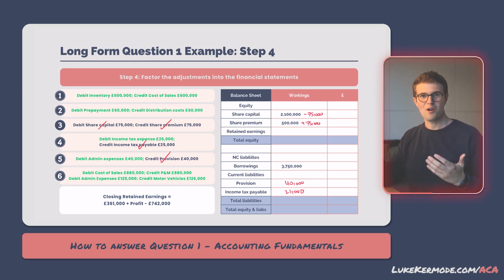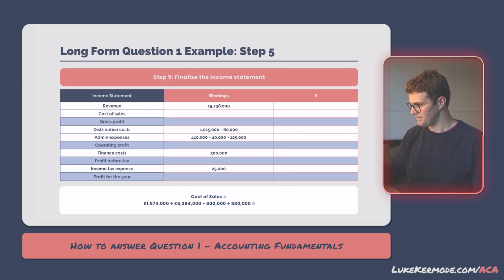So cool, we've processed every single adjustment. All journals are now fully reflected across the income statement, the asset section of the balance sheet, and the equity and liabilities section of the balance sheet. In step 5, we need to finalise the income statement by summing up everything in our workings column, working all the way down until we can calculate net profit for the year.